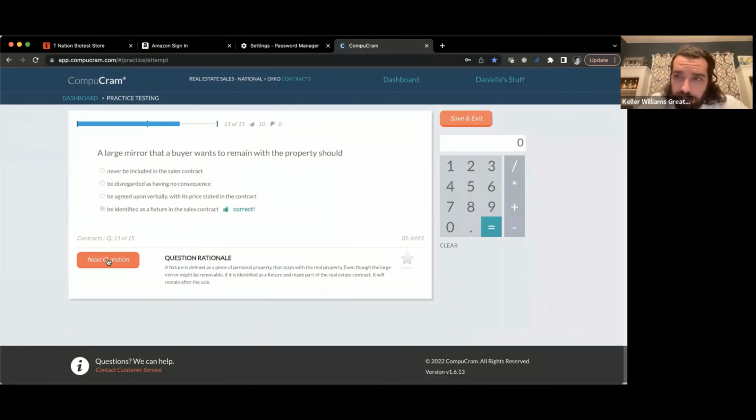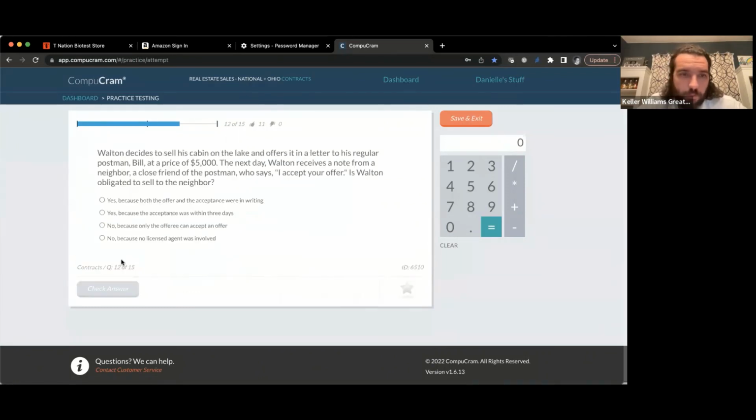You want to identify that as a fixture because fixtures are attached to real property and transfer with the transfer of real property. So if you want to keep that, identify it as a fixture. If it's not something that can be attached or identified as a fixture and you want it included, it needs to be on a separate personal property contract constituted by a bill of sale.